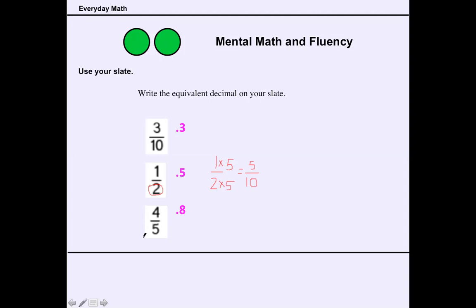That's the same thing I'm going to do for 4/5. I want to turn fifths into tenths because I know how to work with decimals when they're in tenths and hundredths. So 4/5. I'm going to multiply the denominator and the numerator by 2 because I know 5 times 2 is 10. Whatever I do to the denominator, I have to do to the numerator. So my new fraction is 8/10, which is 0.8. Let's move to the next slide.